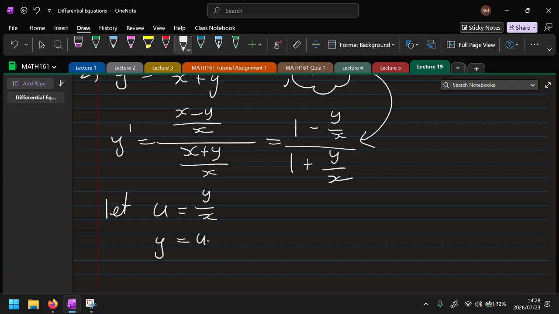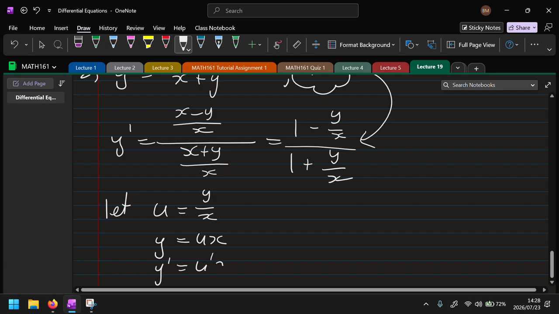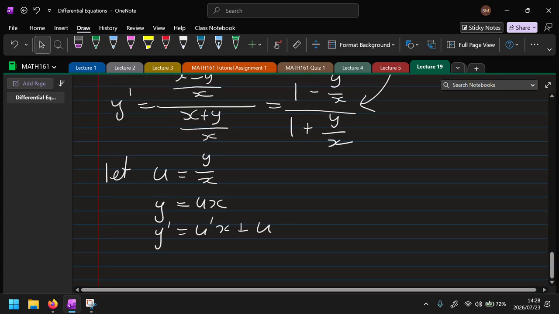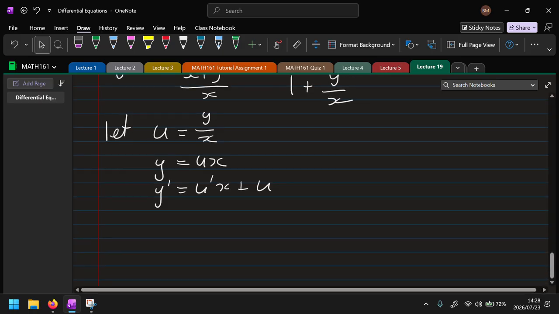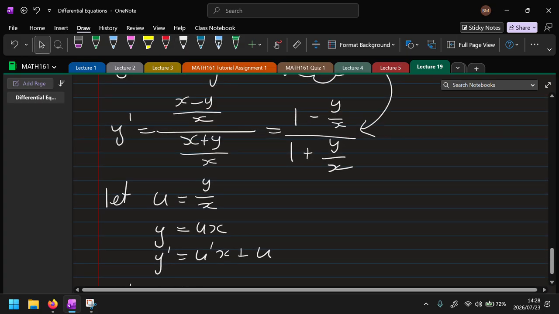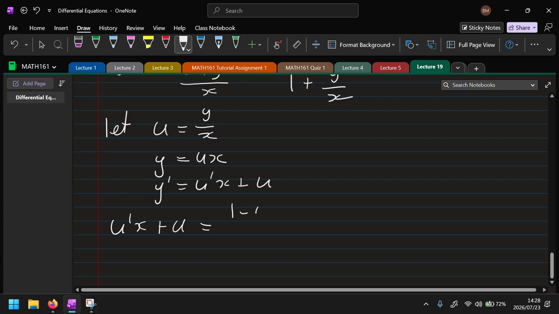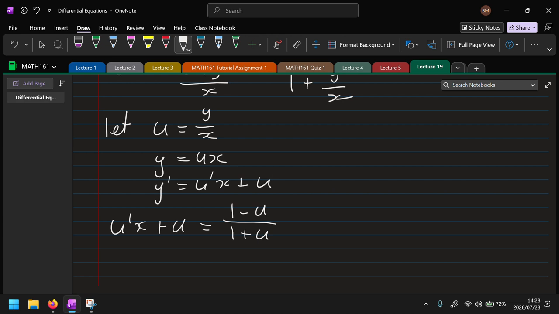Okay, so y will be ux, y prime, u prime x plus u. Again, that's always the same. So this left-hand side, the y prime, that will become u prime x plus u. And the right-hand side, wherever you have the y over x, that will just be u. Any questions so far? No, okay.